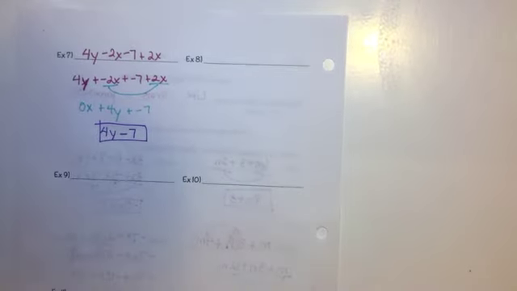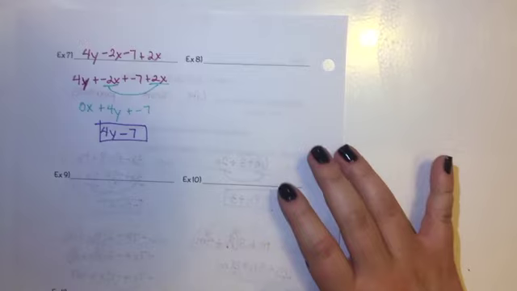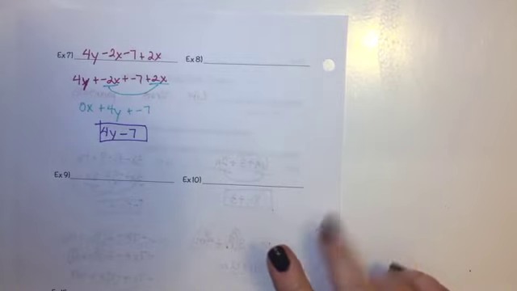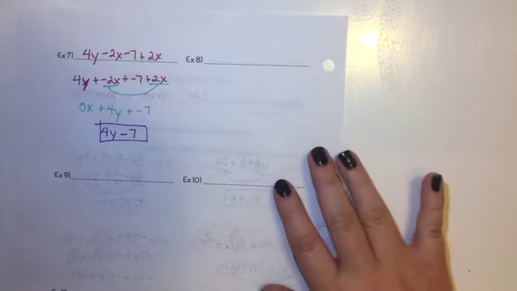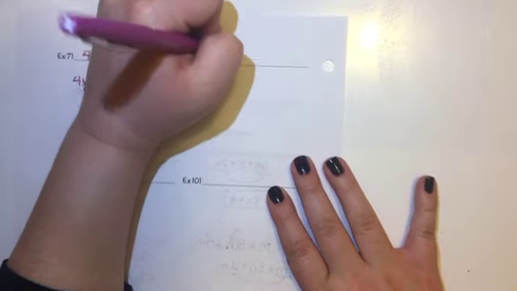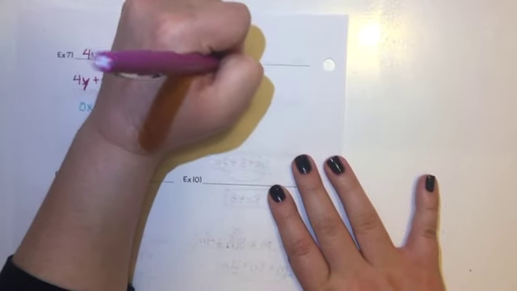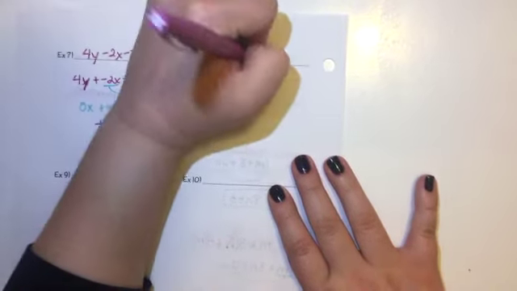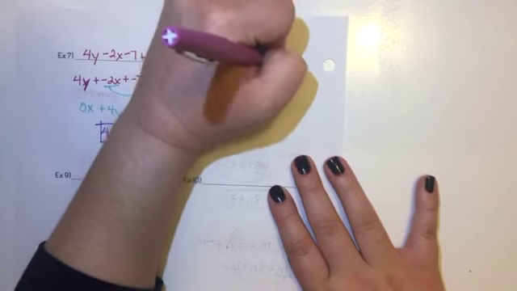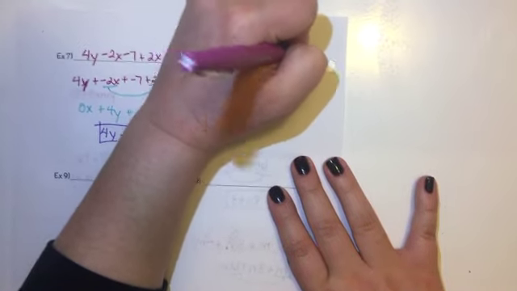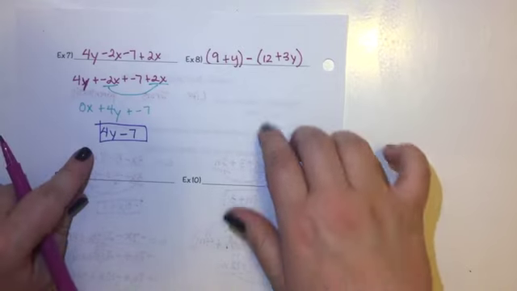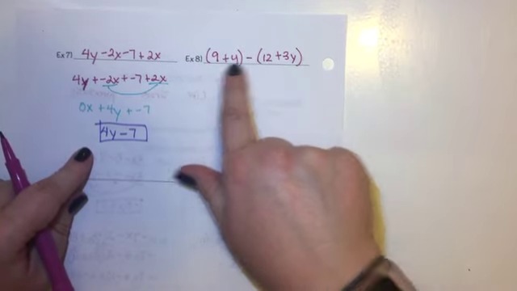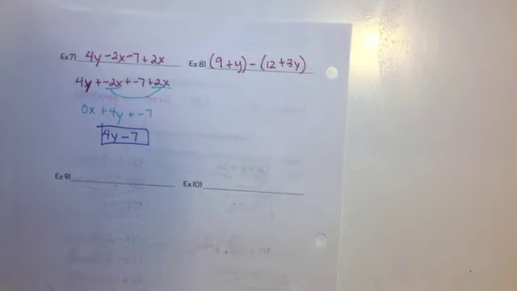All right, moving on to example 8. Now example 8 is the one that gets a little bit harder. And this is because in example 8, we're going to take two expressions and we're going to subtract one expression from the other. So we're going to start with 9 plus y minus 12 plus 3y. Now, do you see how in this case we've got one expression minus the other expression?